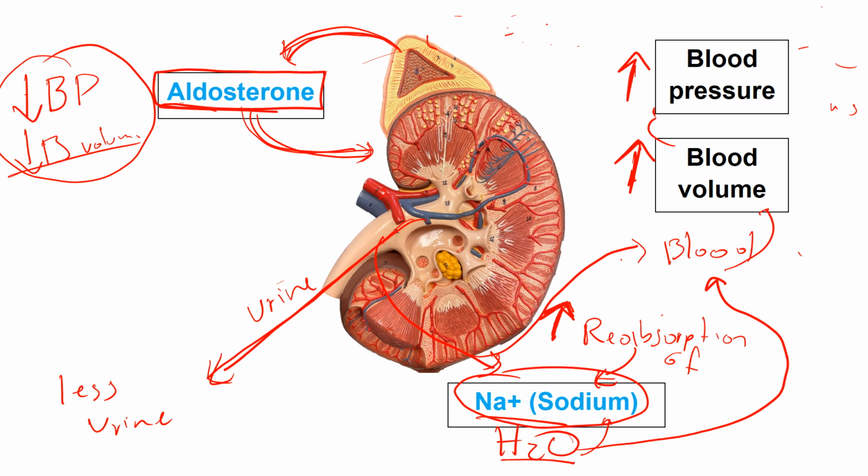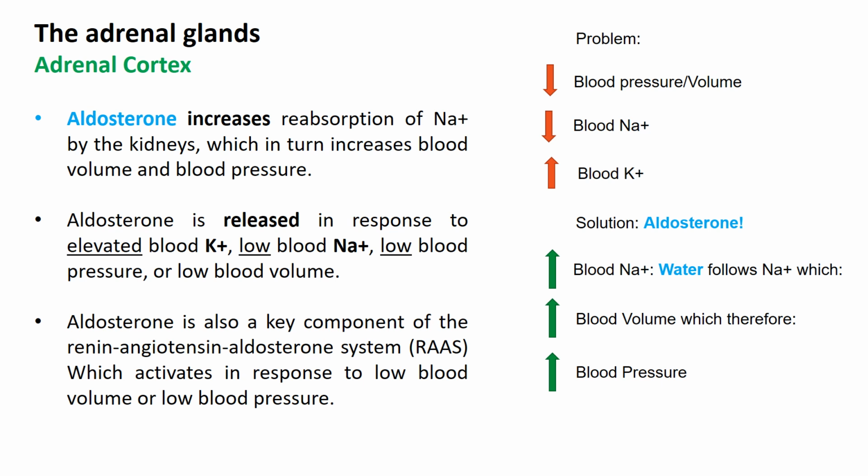You will have less urine, less sodium, and more potassium, because I told you before, the way the kidney moves sodium is by exchanging it with potassium. But potassium is something more detailed. Just remember sodium at this point. Okay, this summarizes what I just explained.